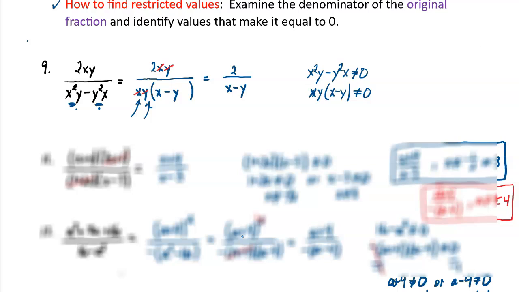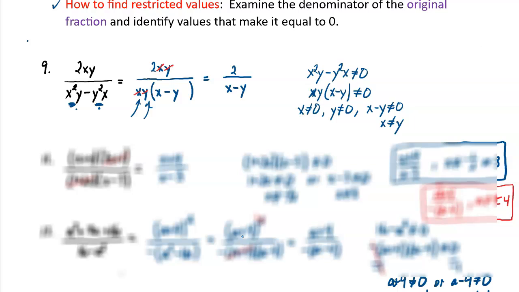It's always easier to work with factored form than it is with polynomial form. That's one reason why we put all the effort into learning how to factor. Now we're going to individually look at each factor and indicate that they cannot be equal to 0. The first factor is x, so you say x cannot be equal to 0. The second factor is the letter y, so you say y cannot be equal to 0. The third factor is x minus y. That cannot be equal to 0. And if you add y to both sides, you end up getting that x cannot be equal to y. These three statements are the restricted values.